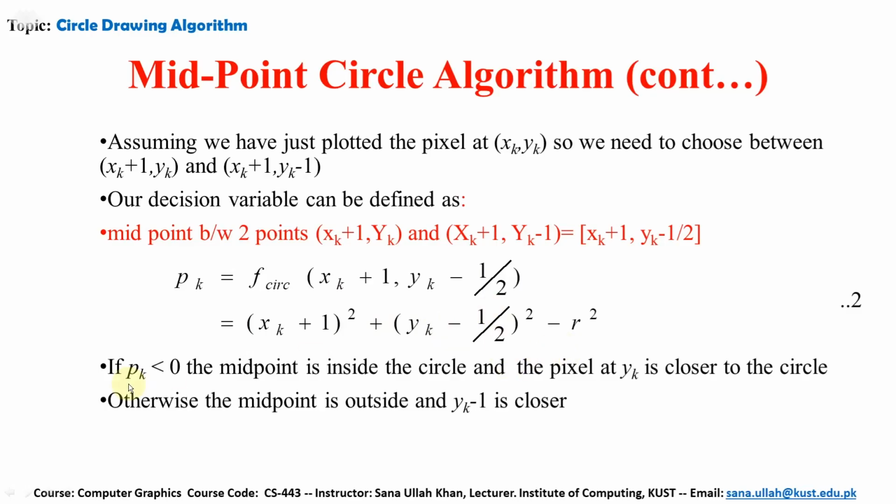So here the condition is: if pk is less than 0, the midpoint is inside the circle and the pixel at yk is closer to the circle. Otherwise the midpoint is outside and yk-1 is closer. Because we want to find out which point is closer to the real circle, that one will be selected. Now this point will be chosen using the decision parameter, which is pk. If the value of pk is less than 0, it means that the midpoint is inside the circle, which is closer, otherwise it is larger.